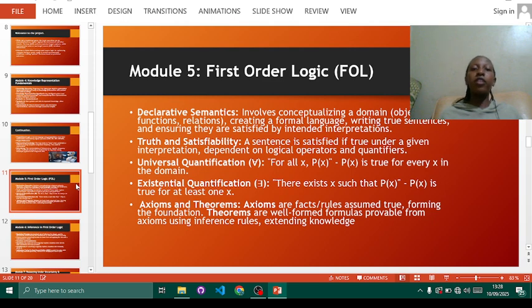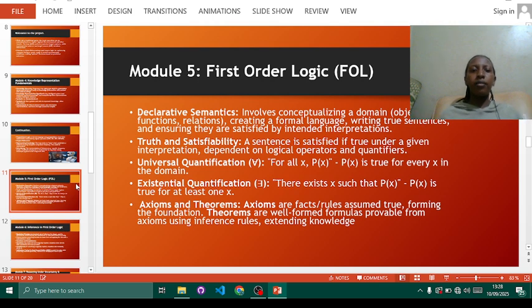We talked about first order logic. This involves declarative semantics. And what is this? This involves conceptualizing a domain, that's to say, objects, functions, relations, creating a formal language, writing true statements, and ensuring they are satisfied by intended interpretations.